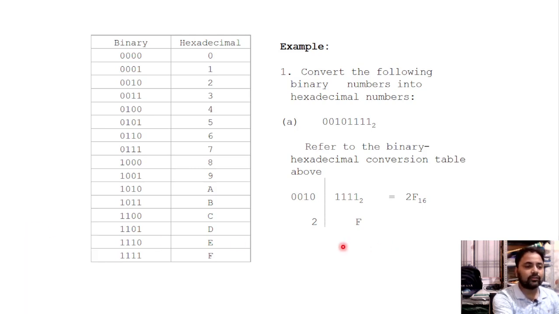Because we are taking 0 to 15, the total number of digits for hexadecimal is less than 16. Convert the following binary numbers into hexadecimal numbers. So here is the binary number 00101111 to the base 2. Refer to the binary hexadecimal conversion table above: 0010 and 1111. Here this is the conversion. So 2F to the base 16 here is the final conversion.